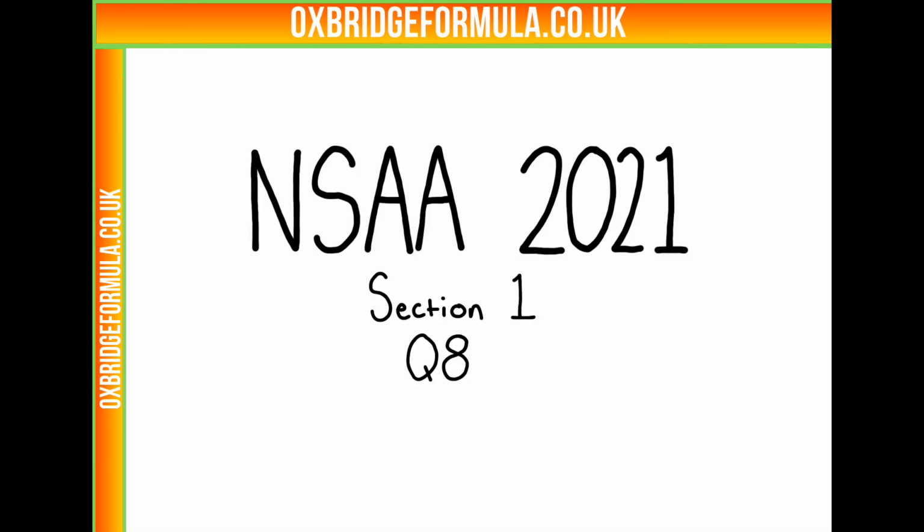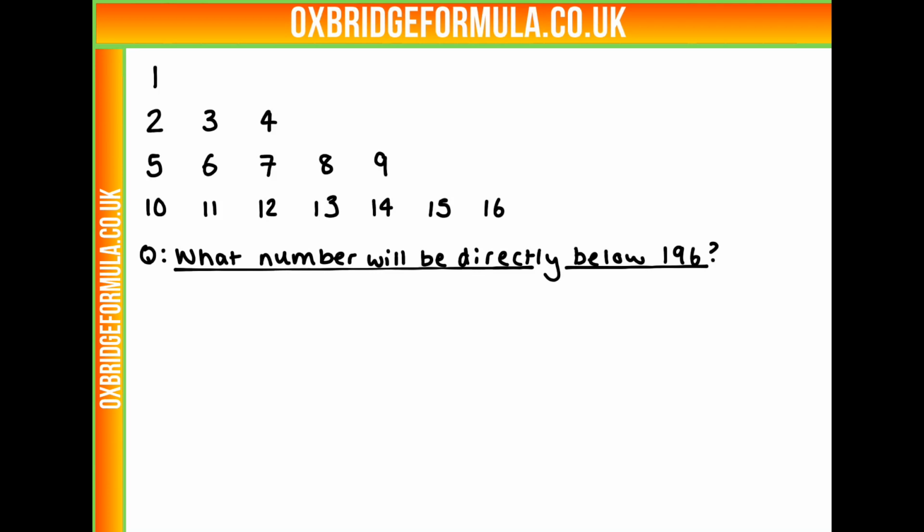This is NSAA 2021, Section 1, Question 8. So here we have a pattern of numbers. I'm not going to read them all now. We're asked to see if we can calculate what number will be directly below 196 in this pattern of numbers if it was to continue.